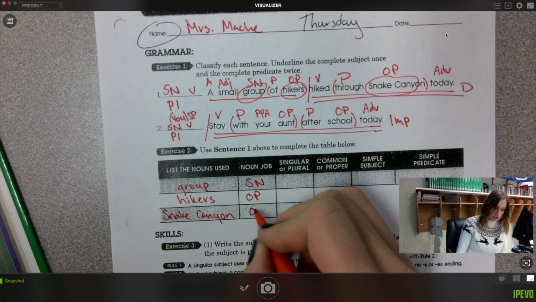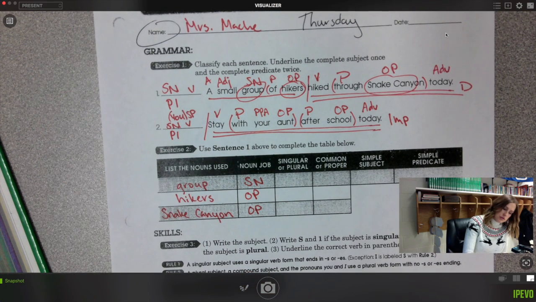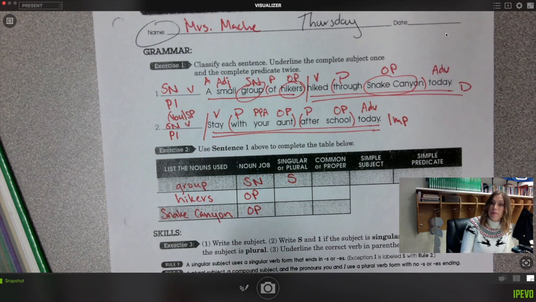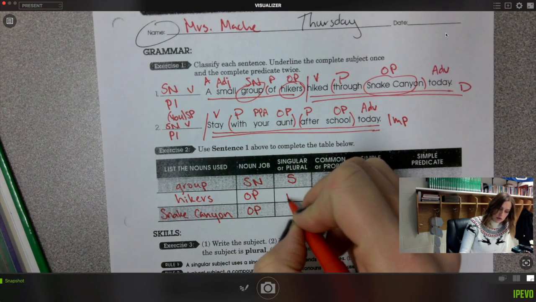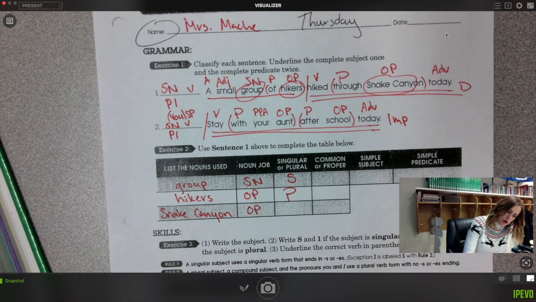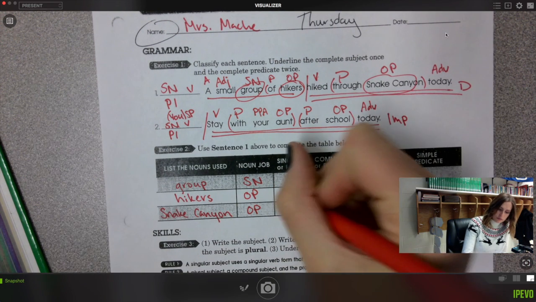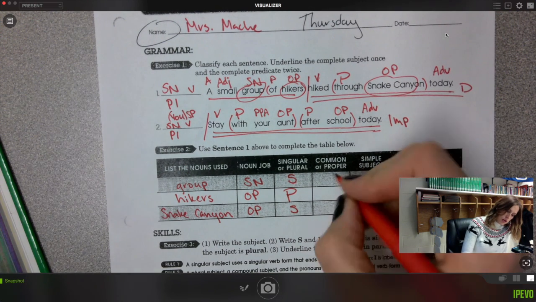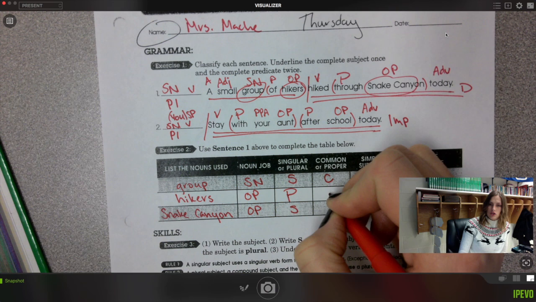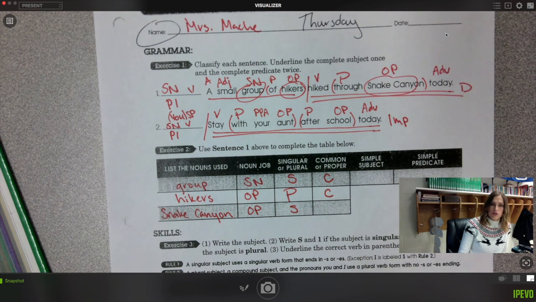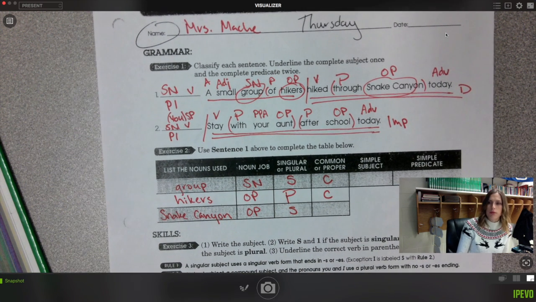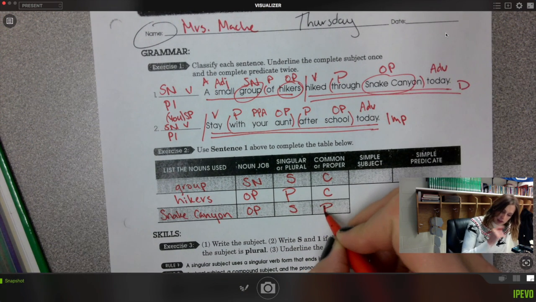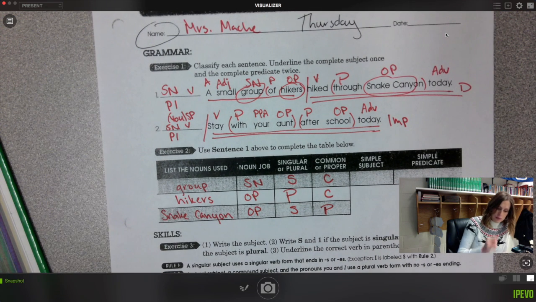object of the preposition. Group, singular, right? We're talking about one group. But hikers, there are many hikers in the group, so it's plural. Snake Canyon, it's just one, so it'd be singular. Common or proper? Group, it's just a common group. Hikers, common, it's just a group. It's not a particular group or a particular hiker. Snake Canyon, that is a specific canyon, so that would be proper.